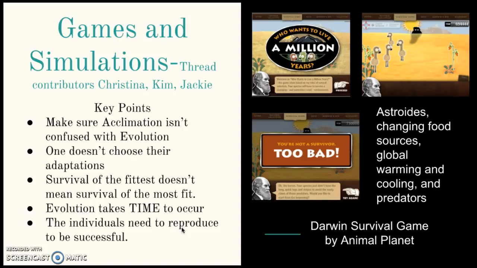This great one was a thread, and different people contributed to it, but the key points were making sure that acclimation is not confused with evolution. An individual can acclimate, that's different than a population evolving. And one doesn't choose their adaptations, and survival of the fittest doesn't always mean the most fit. Evolution also usually takes a long time to occur, although there's evidence of some rapid evolution. And individuals generally need to reproduce in order to be considered successful. We're going to talk about a scenario where that's not necessarily the case.